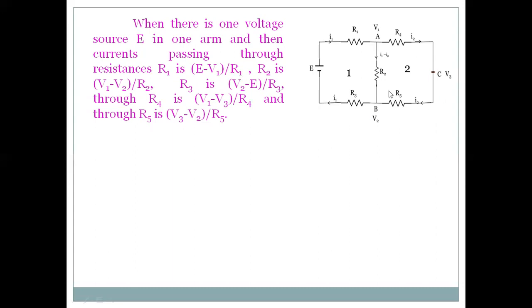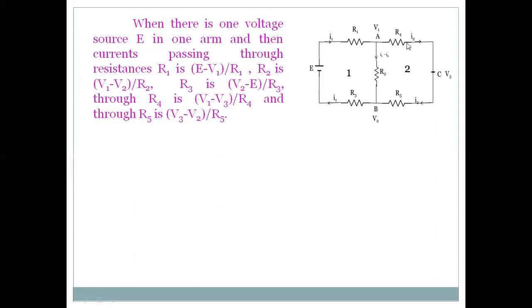The current passing through the resistance R2, where the potential difference is V1 minus V2, is (V1 minus V2) by R2. And the current passing through resistance R3, where the potential difference is V2 minus E, so that I is equal to (V2 minus E) by R3.